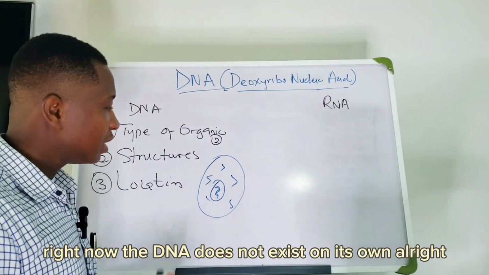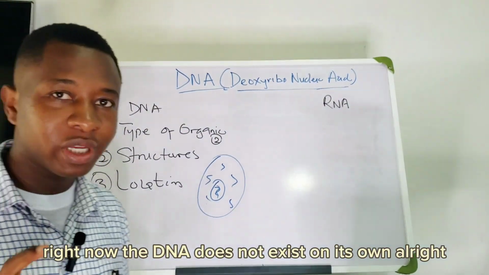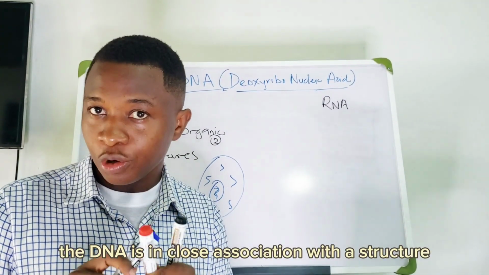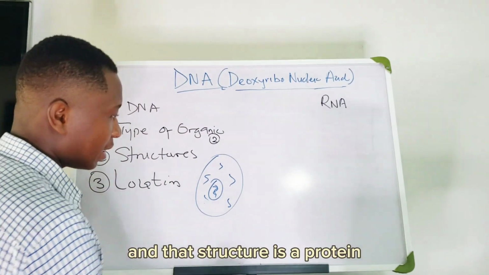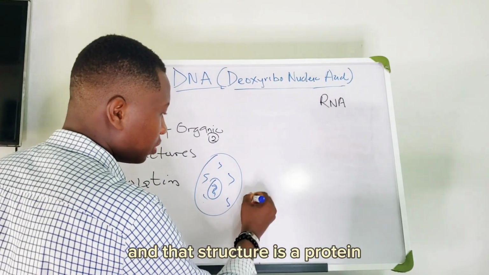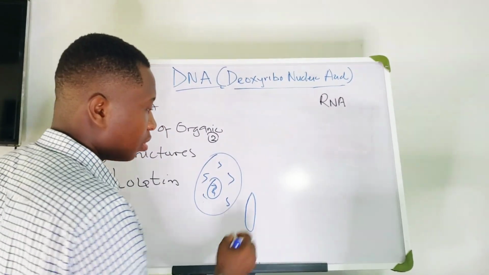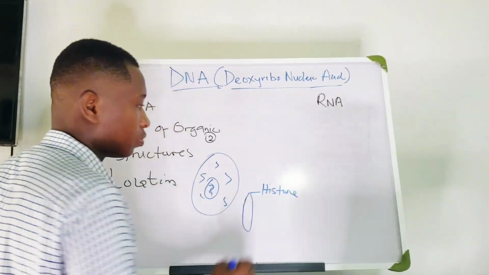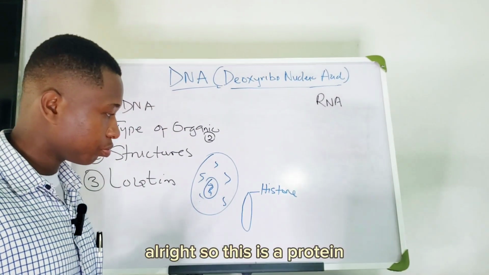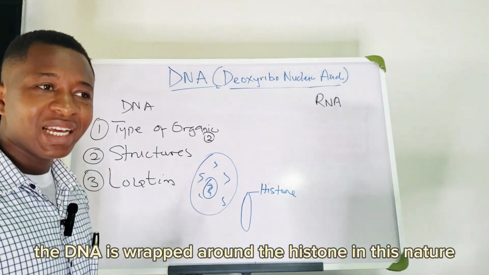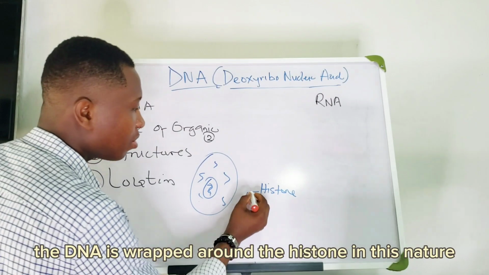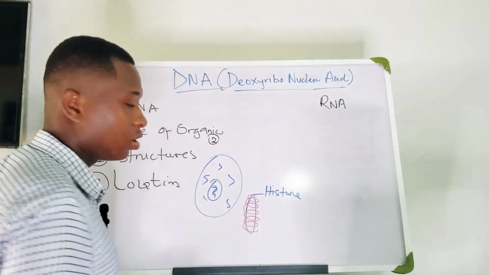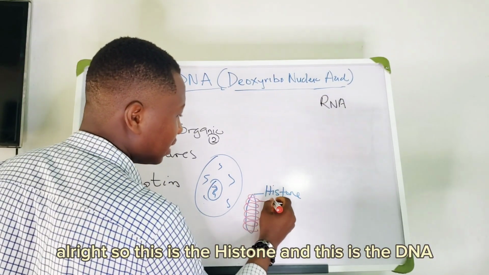All right. Now, the DNA does not exist on its own. The DNA is in close association with a structure, and that structure is a protein known as the histone. All right. So this is a protein. Now, the DNA is wrapped around the histone in this nature. All right. So this is the histone, and this is the DNA.